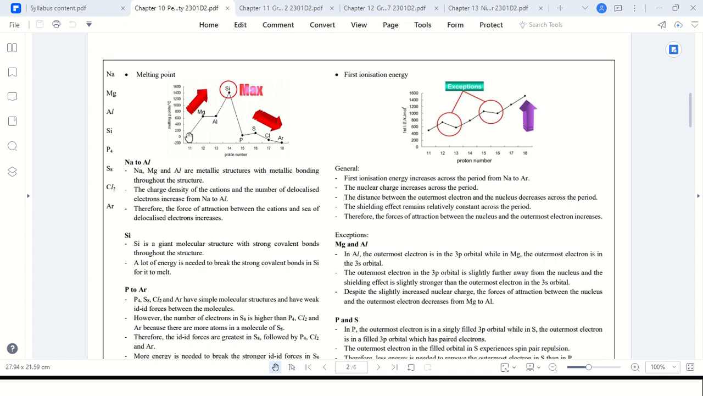Now let's look at melting point. Melting point increases from sodium until silicon. Then it goes all the way down to phosphorus, which is lower, and increases a little bit again to sulfur, then decreases again to chlorine and also argon. Now let's go back to the question.